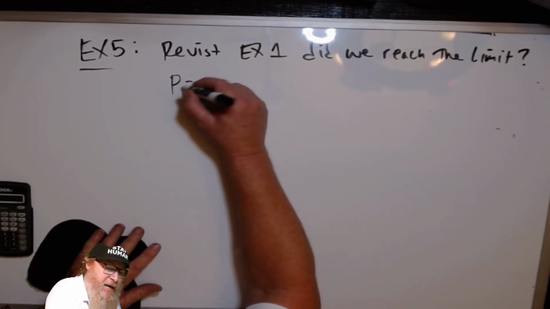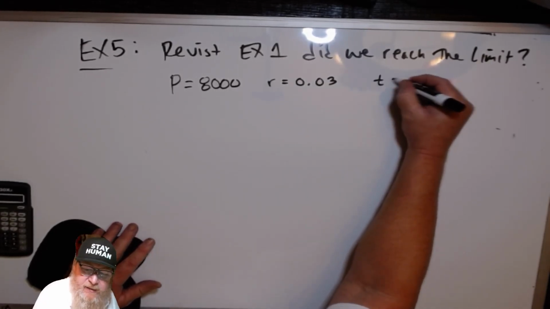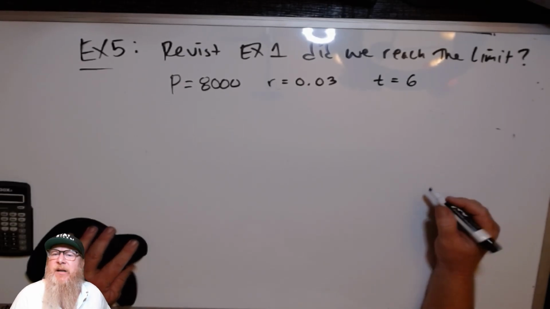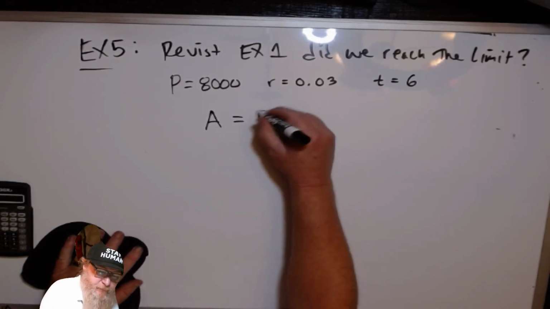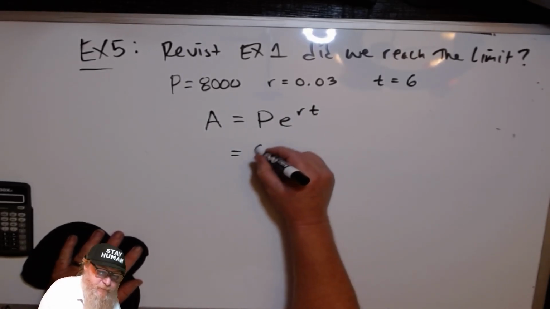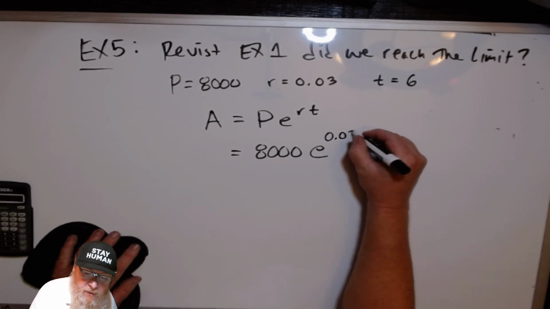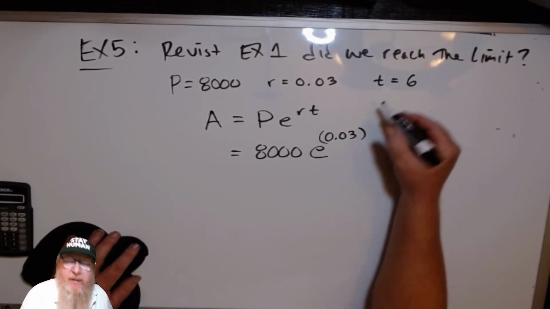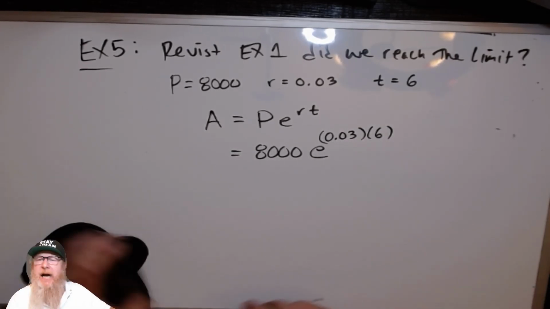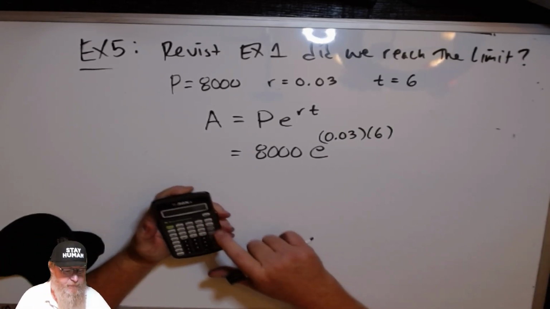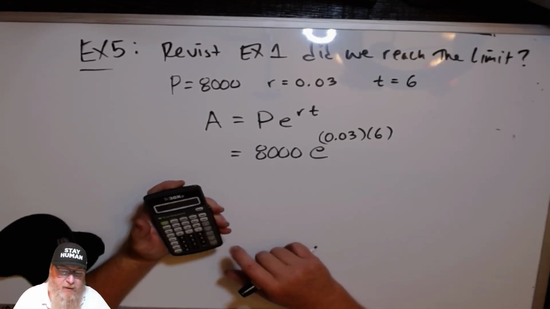So remember, the P was $8,000. The R was 3%. The T was 6 years. Well, if we want to know whether we actually reached the limit, use the PERT formula. So take the same problem, put in your interest rate and your time, and see if we get the same number that we got by doing it every second. Maybe every second was enough to actually reach the limit.